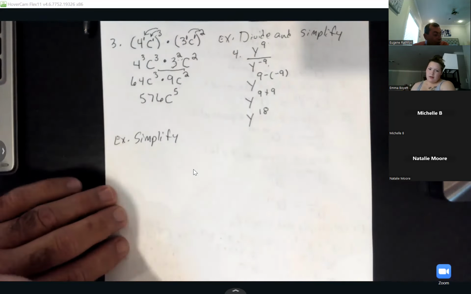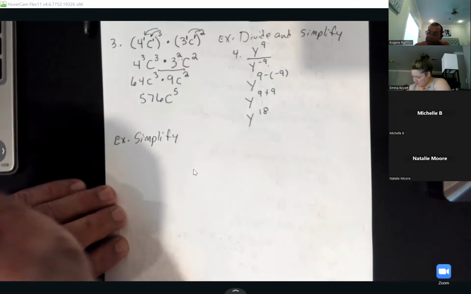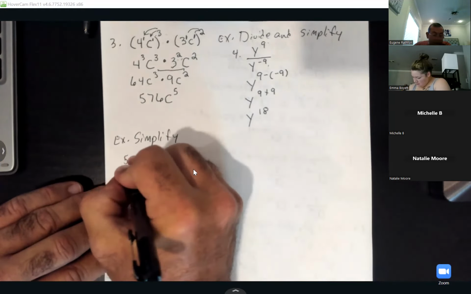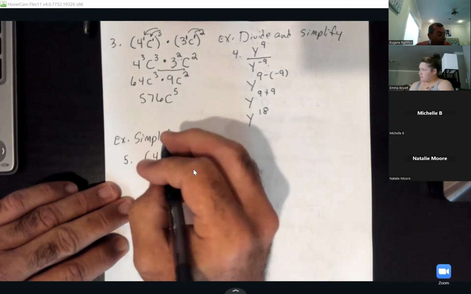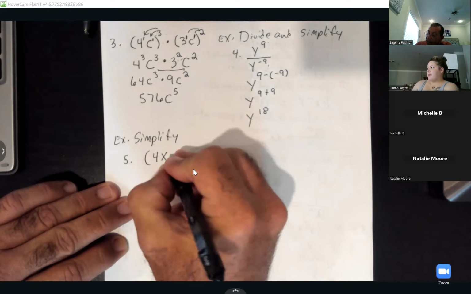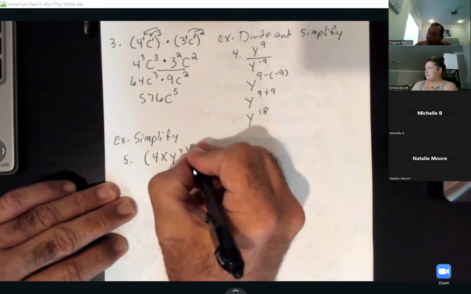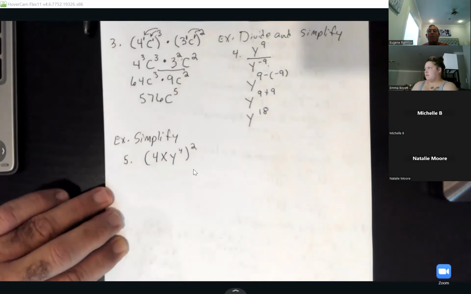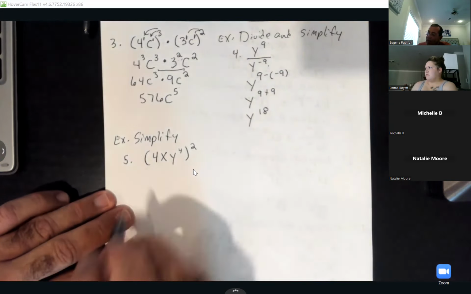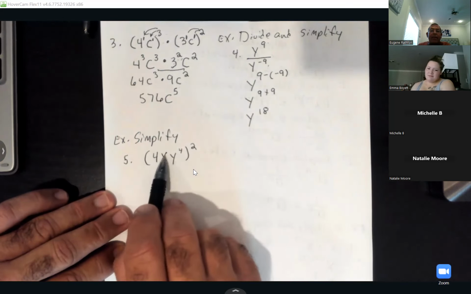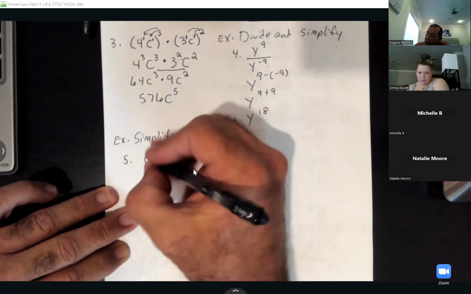And then they tell you, write the answer using positive exponents only. So for number 5, I got a 4x y to the 4th, all squared. So y'all remember, can't do nothing inside of parentheses, so we're hitting this exponent next, order of operations.